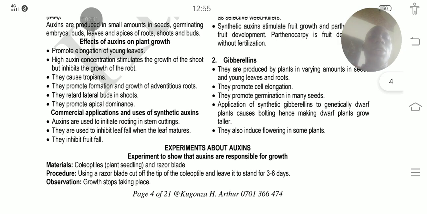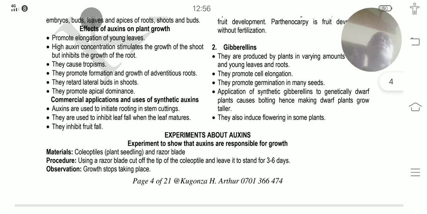Another one is to promote formation and growth of adventitious roots. You know them? Adventitious roots? Yes. Another one, they promote apical dominance. That one is understood now: the growth of these young plants after cutting a stem, from the side, at the lateral part of the stem.